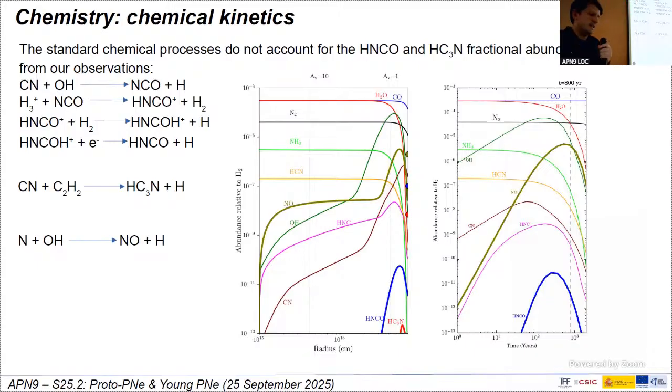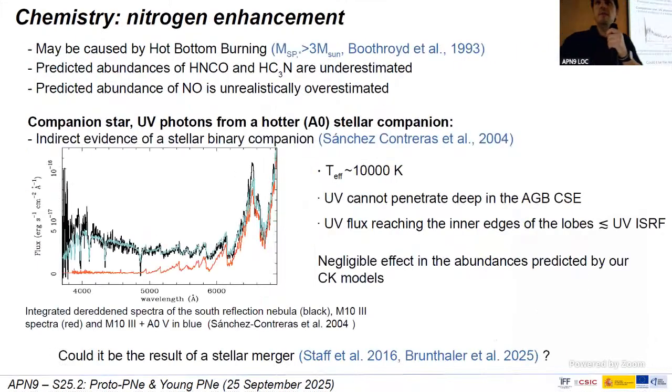But the other ones are not well reproduced by several orders of magnitude. So what we try to do is to sophisticate the models, put in some extra ingredients like nitrogen enhancement that could be caused by hot bottom burning. This was applied to putting more nitrogen in the thermochemical equilibrium models, processing that, and then putting the results into the chemical kinetics. But let me tell you, this one doesn't work at all.